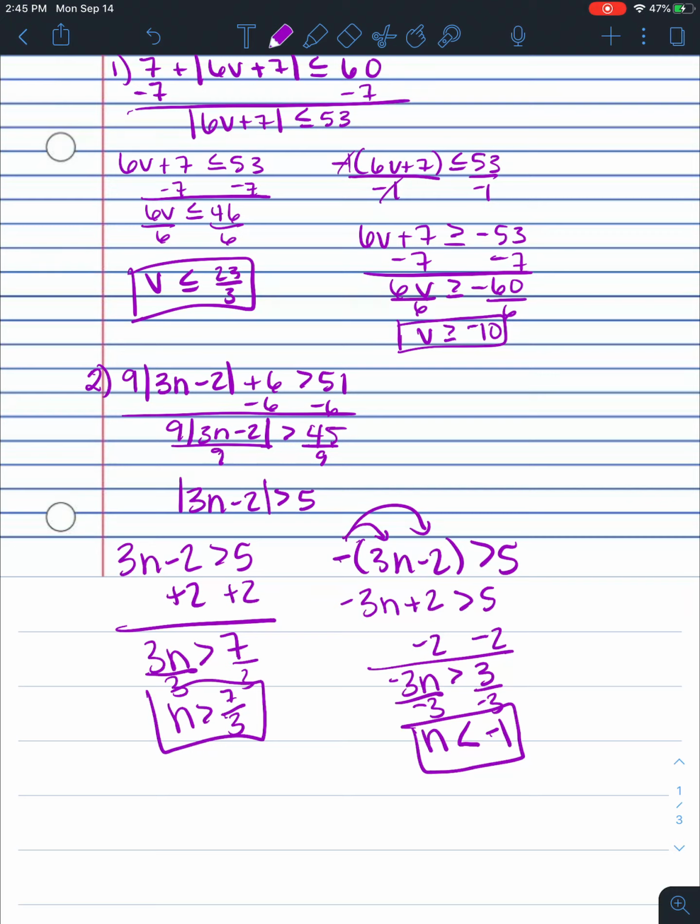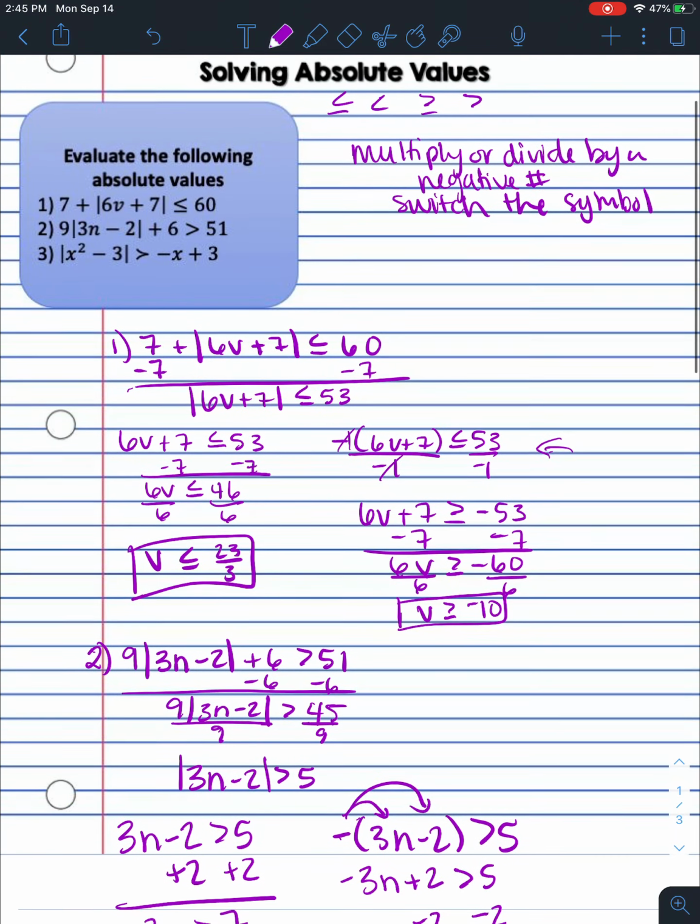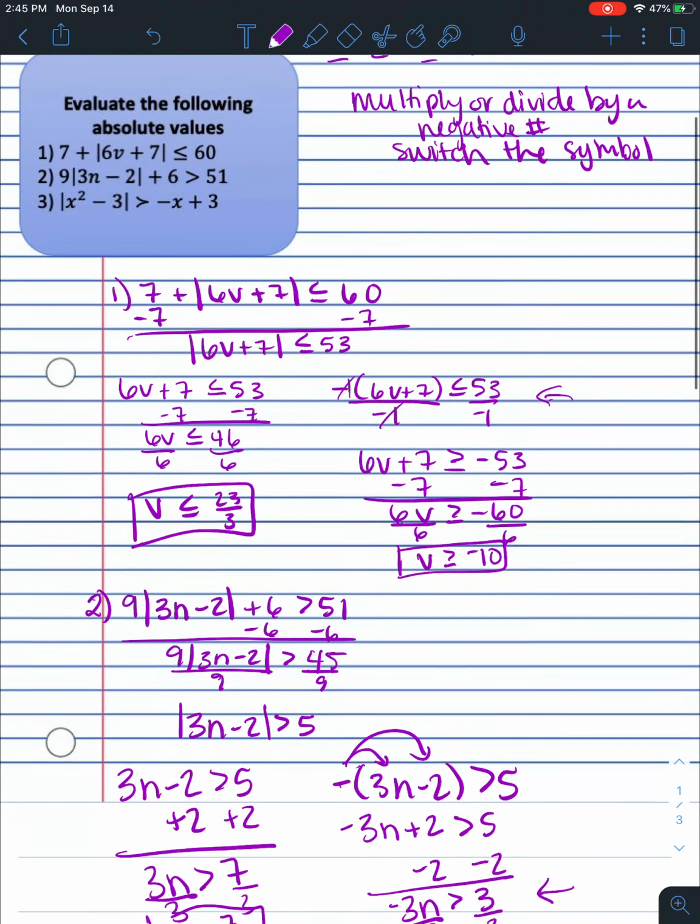So here on this problem, I distributed. I ended up not flipping my symbol till down here. Up here on this problem, I flipped my symbol at the beginning because I went ahead and divided that negative out. You can do this either way. It does not matter which way you do it.